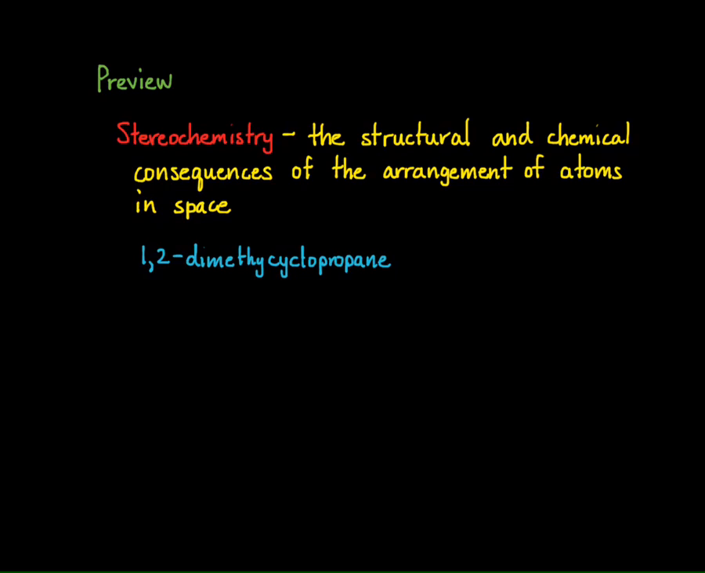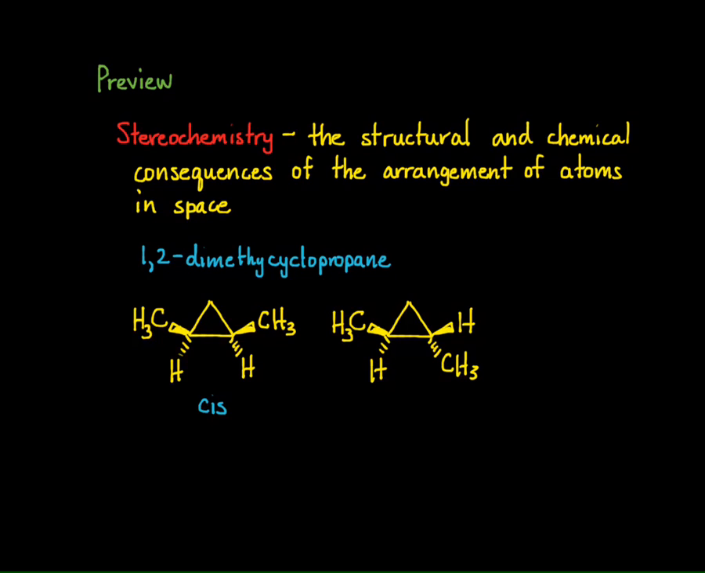But in reality, the cyclopropane itself can be thought of as a plane, and the two methyl groups can be on different sides of the plane. So I can have the two methyl groups being on the same side of the plane, and we call that cis. And I can have the two methyl groups being on opposite sides of the plane. And of course, we would call that trans. So just like cis and trans alkenes, we have cis and trans cycloalkanes.